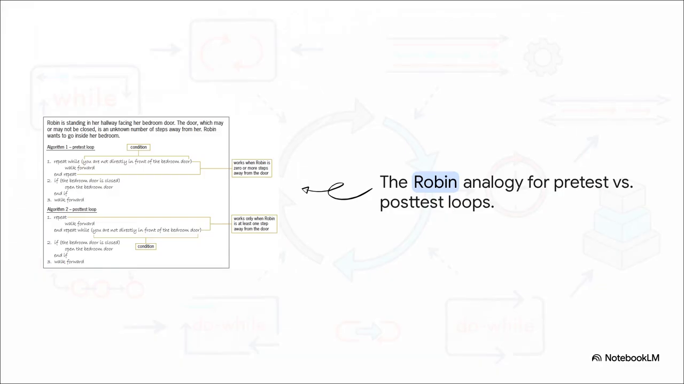Think about it using this analogy where our character Robin is walking down a hallway toward her bedroom door. The pretest loop works even if she's already standing right at the door. She checks, realizes she's there, and doesn't take a step. But if you look at the post-test loop setup, Robin actually takes a step forward first and only then checks if she's out the door. So post-test loop really only works correctly when she's at least one step away, because it guarantees she's going to take that first step before checking her location.